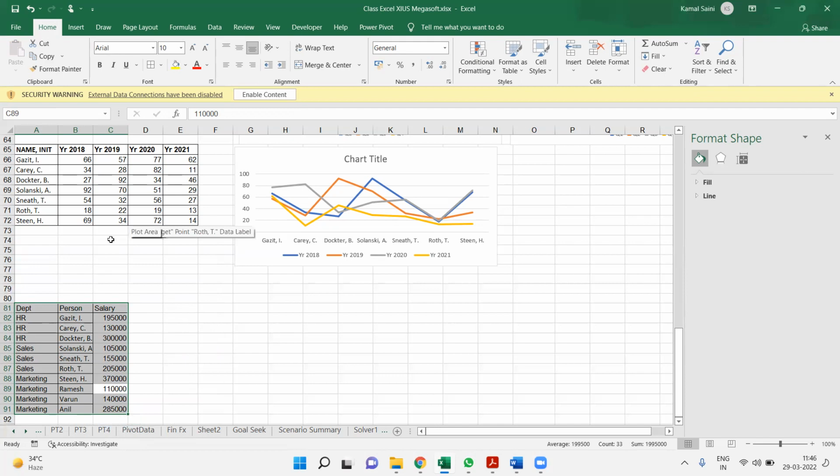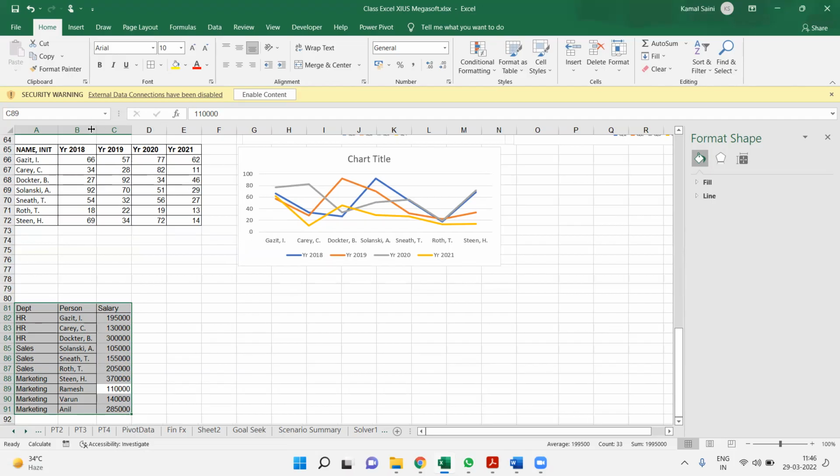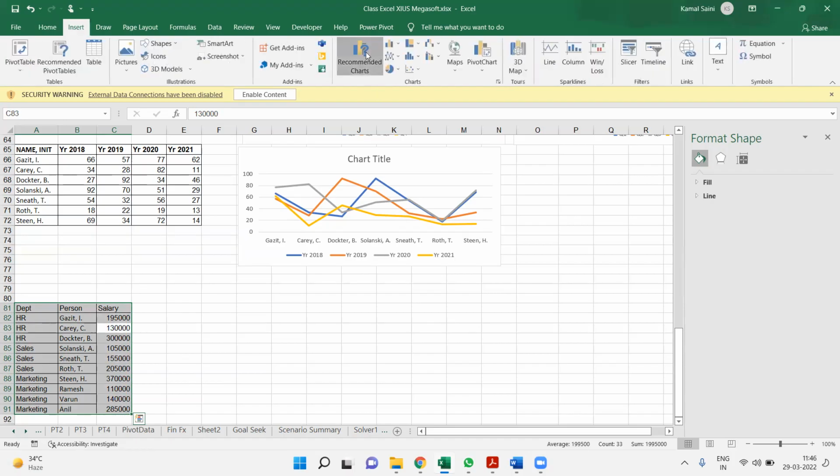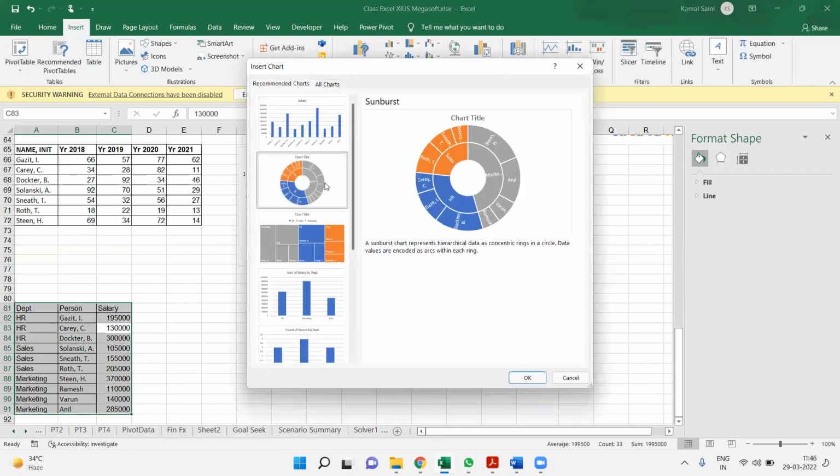Now this is like a hierarchy-wise chart. Within this department, these are the people and this is the salary. So I just want an overall trend as well, to understand how the salaries are paid. For this kind of data, there are new charts which are introduced. These are Sunburst and Tree Map.